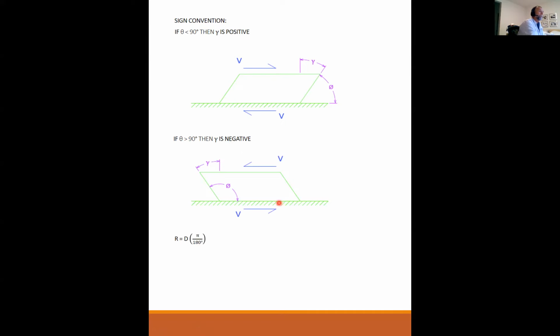And just a quick reminder that radians is equal to degrees times pi over 180 degrees. Degrees is equal to radians times 180 over pi, if you need to do conversions, and you don't have a fancy TI that'll do it automatically for you.